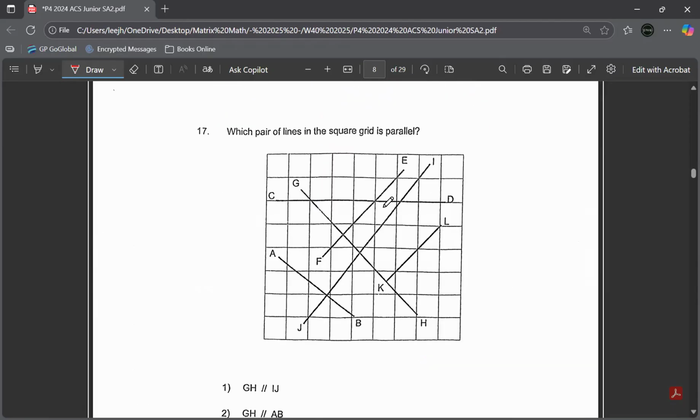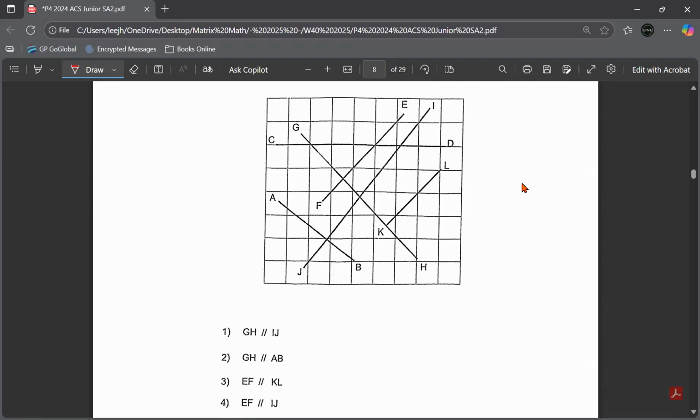Question number 17. Which pair of lines in the square grid is parallel? So parallel means what? It means that they travel the same direction but don't meet. So you can see it's actually option 3. E, F, and K, L. Because they travel, you can use your set square and your ruler to measure. Because it's actually these two.